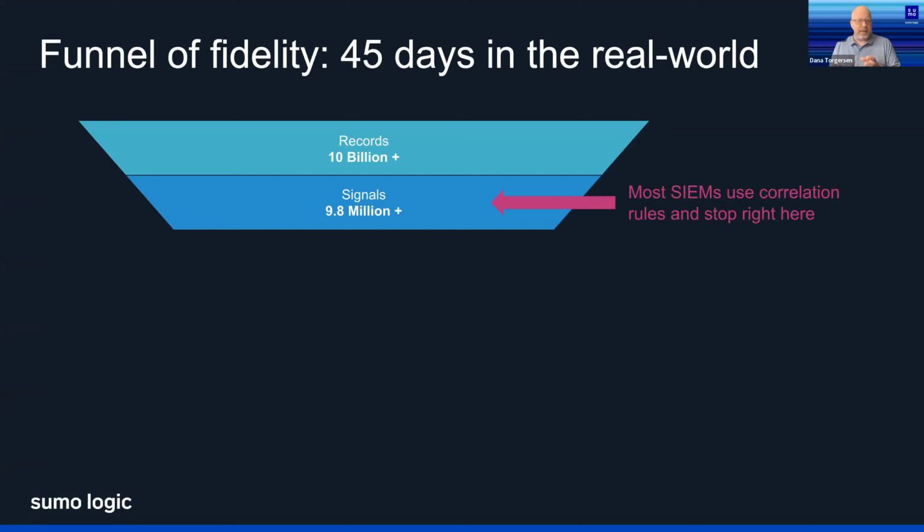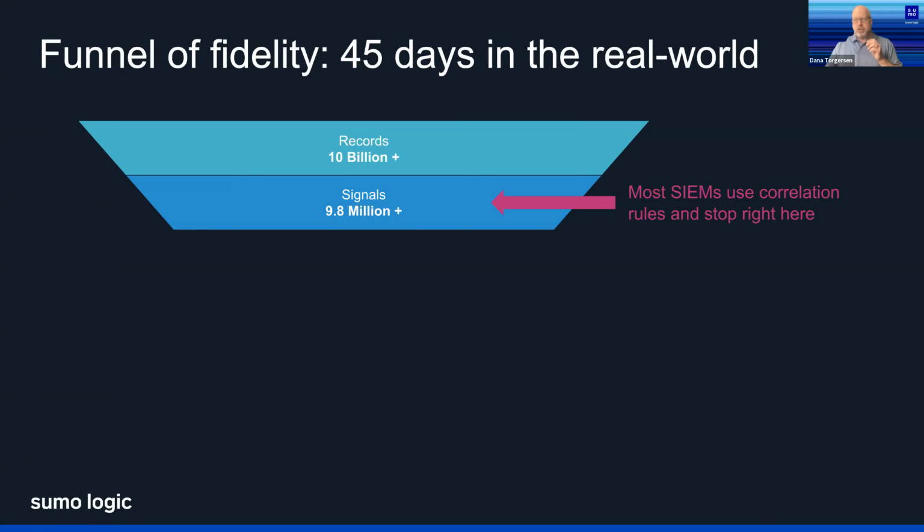Right here is a real-world example of a global manufacturer who sent more than 10 billion logs and event data to Sumo Logic over a 45-day POV eval period. Our Cloud SIEM automatically ingested, parsed, and normalized them into records. In total, it was 9.8 million signals that we fired, which other vendors might refer to as their notable events or their alerts.